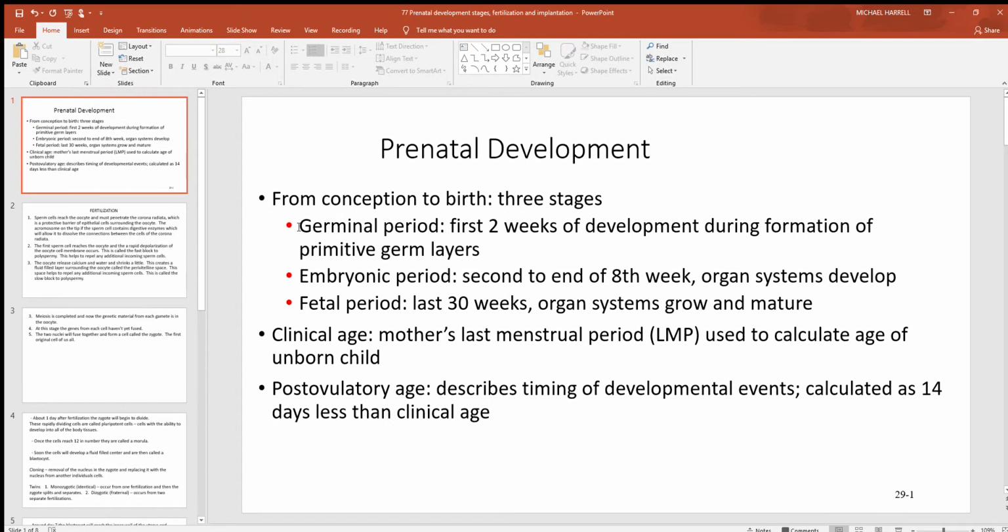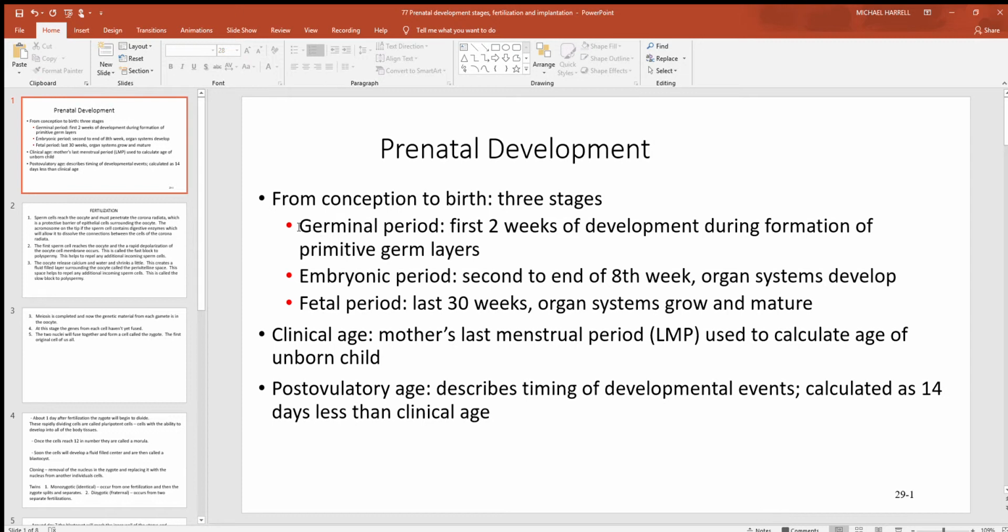Now, starting with the germinal period, it gets its name because in this time period the 3 germinal layers develop. It's the endoderm, ectoderm, and mesoderm, which have been discussed before. So in these first 2 weeks, these embryonic tissues are going to develop, and those are very important layers because all the adult tissues will be derived from those.